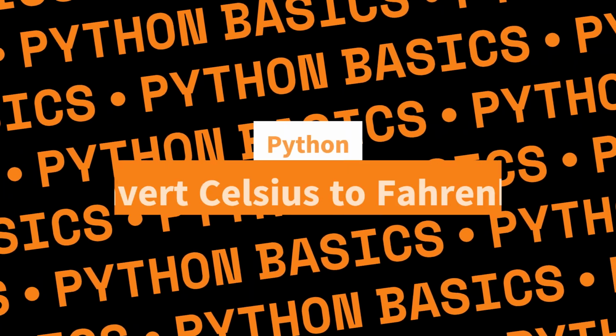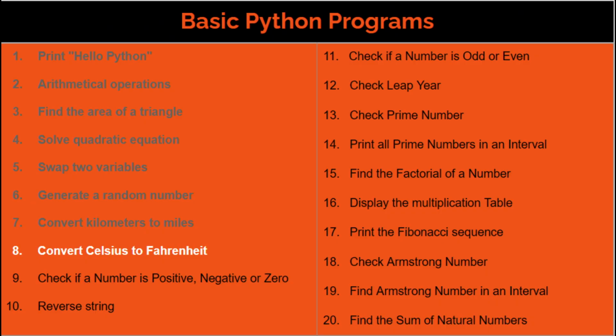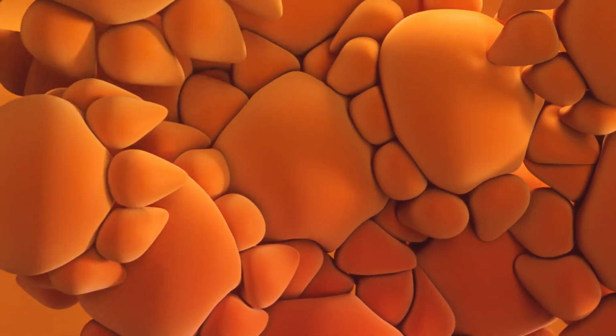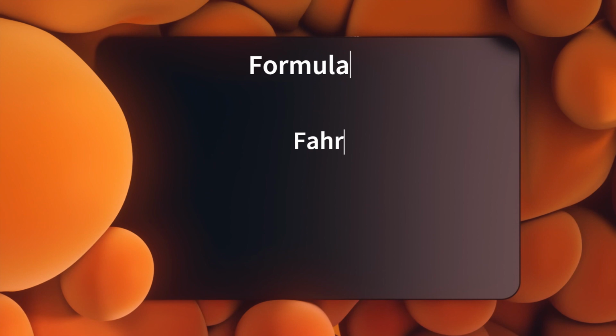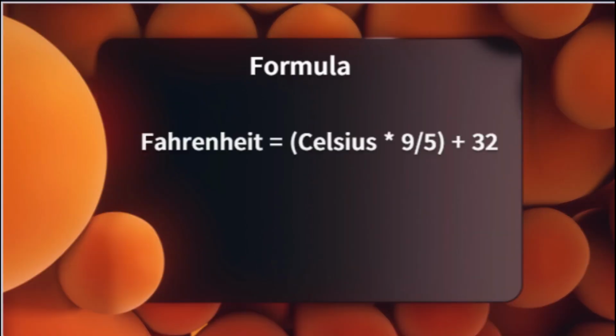In this video, we're going to learn how to convert temperatures from Celsius to Fahrenheit using Python. Before we dive into the code, let's understand the conversion formula. The formula to convert Celsius to Fahrenheit is Fahrenheit equals Celsius into 9 by 5 plus 32.